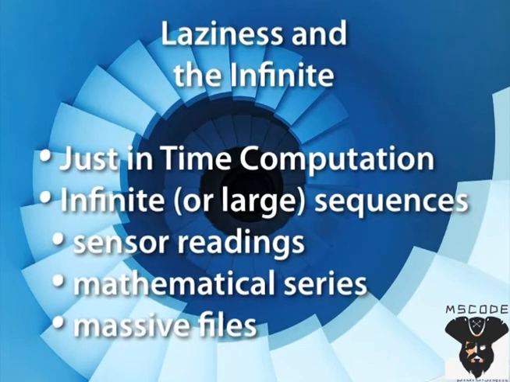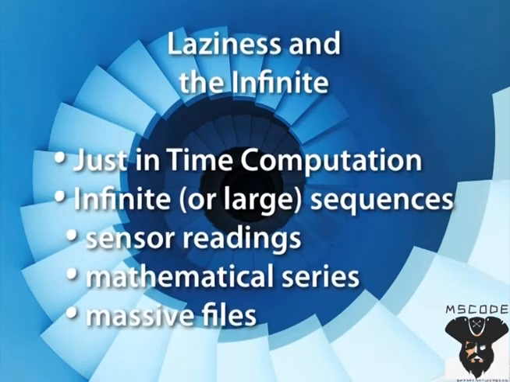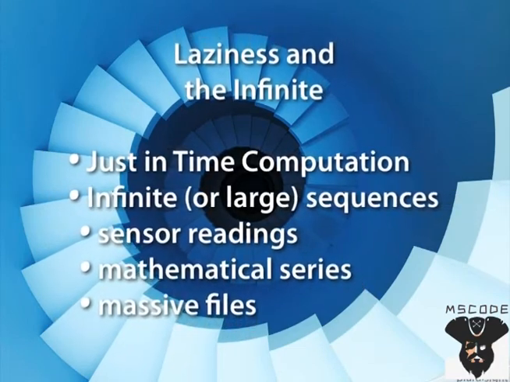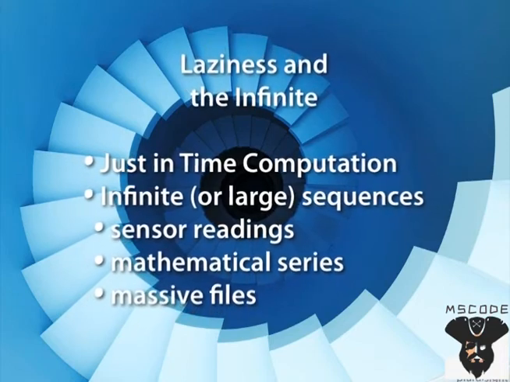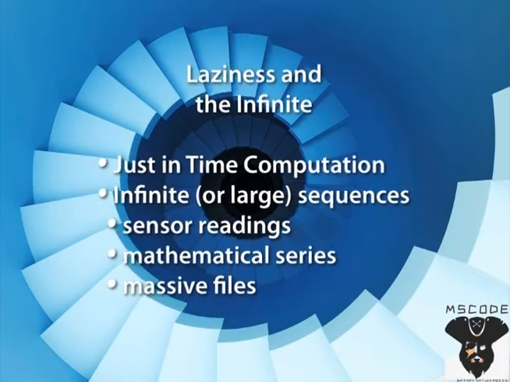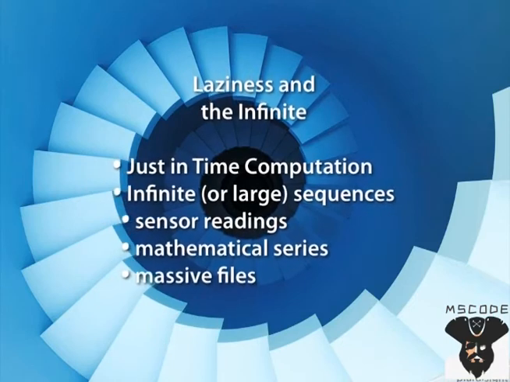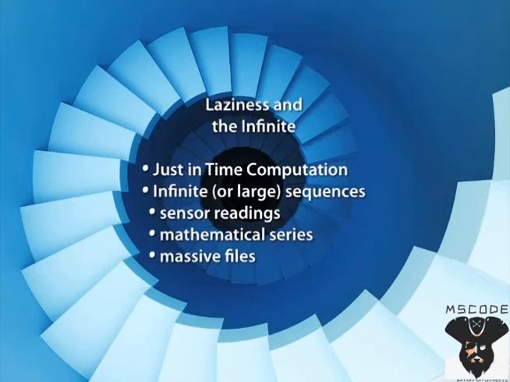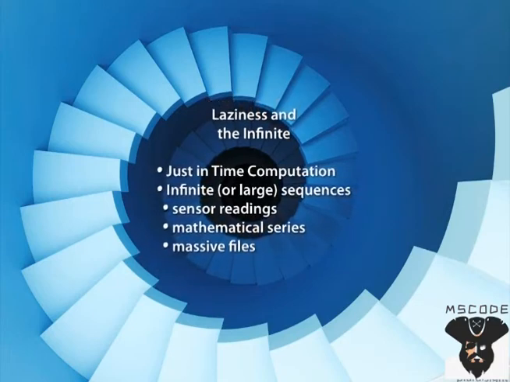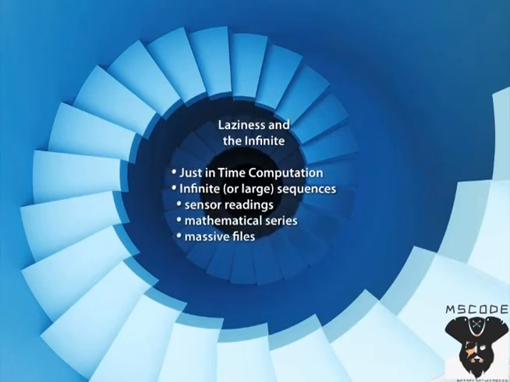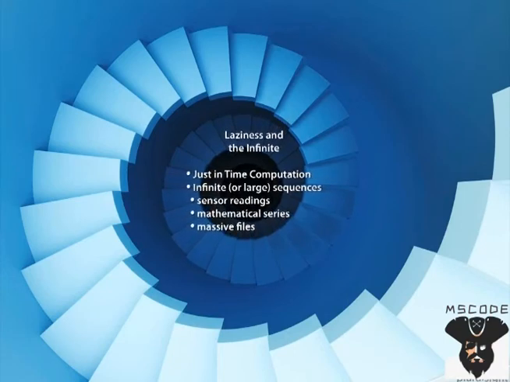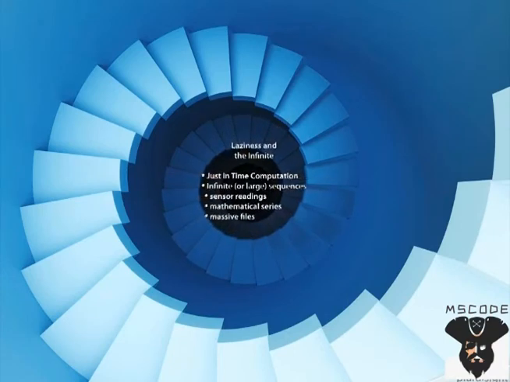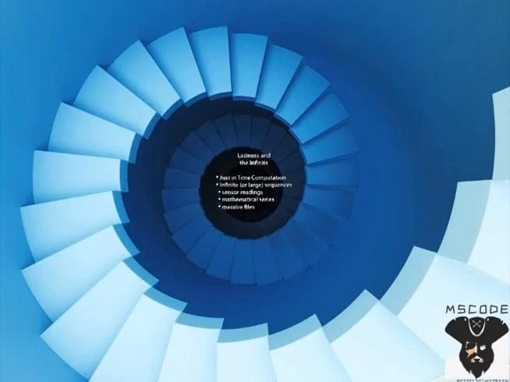Laziness and the infinite. Generators are lazy, meaning that computation only happens just in time when the next result is requested. This interesting and useful property of generators means that they can be used to model infinite sequences. Since values are only produced as requested by the caller, and since no data structure needs to be built to contain the elements of the sequence, generators can safely be used to produce never-ending or just very large sequences like sensor readings, mathematical sequences such as primes or factorials, or perhaps the contents of multi-terabyte files.